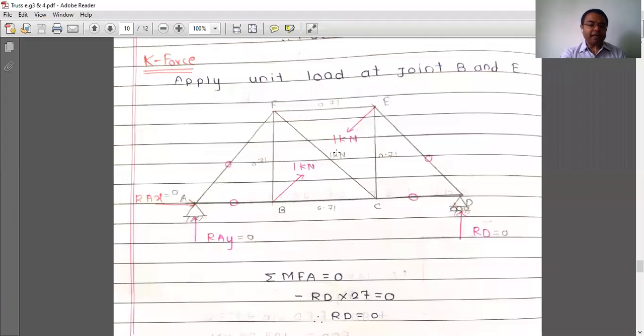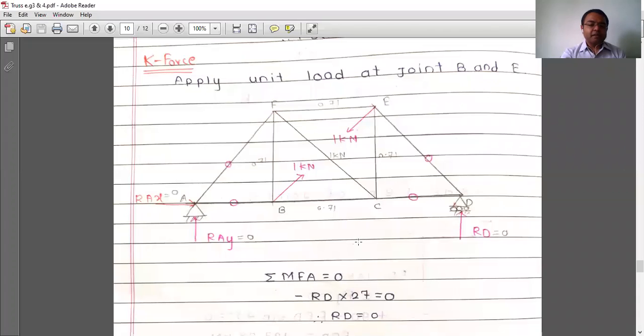It's not applied at a joint. 1 Newton force is applied in the member. That's why the support reaction will be directly equal to 0. We are not required to calculate support reactions in the K forces. Okay, so here the support reaction comes out to be directly 0.